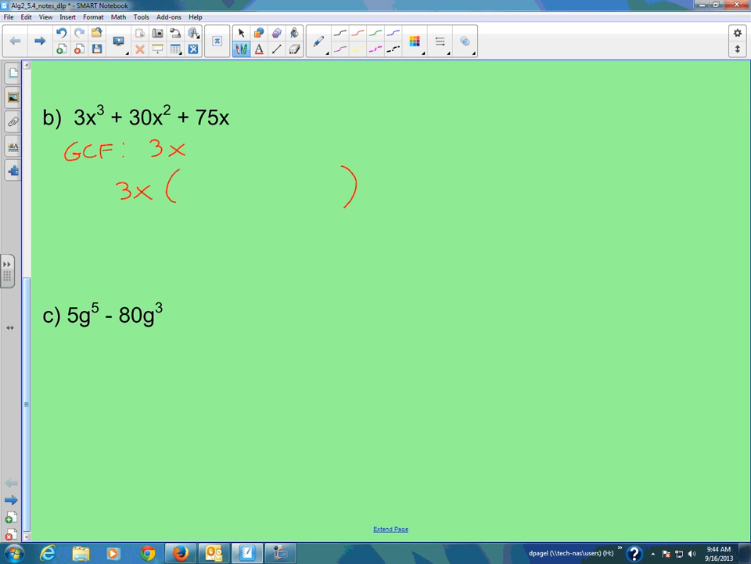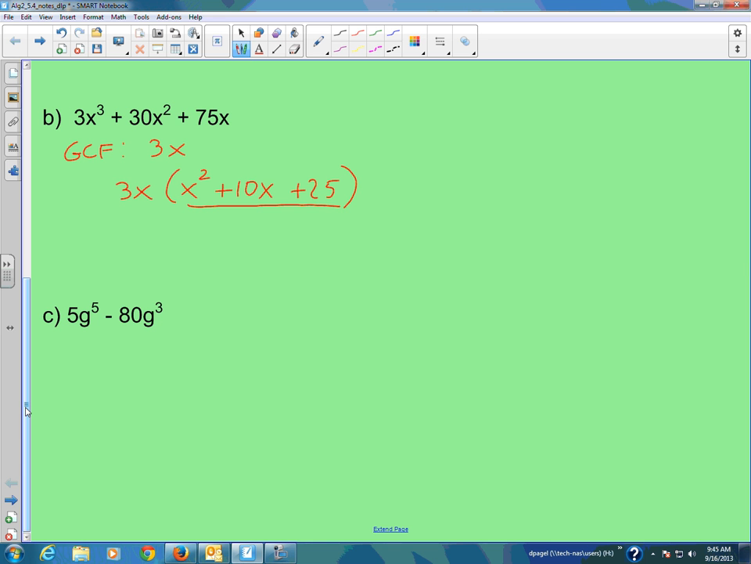3x cubed divided by 3x is an x squared. 30x squared divided by 3x is a 10x. And 75x divided by 3x is a 25. Now we have another trinomial, x squared plus 10x plus 25. This is a perfect square trinomial. It will factor. And how do we know it's a perfect square trinomial?